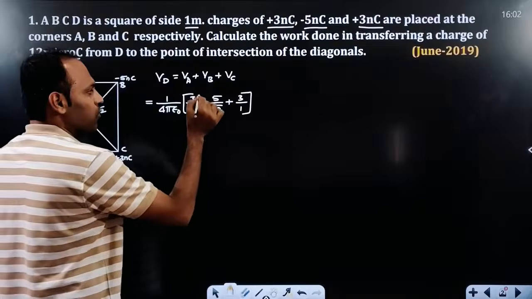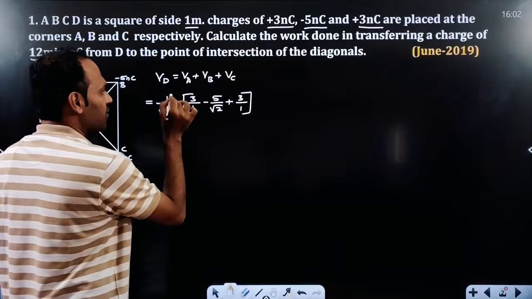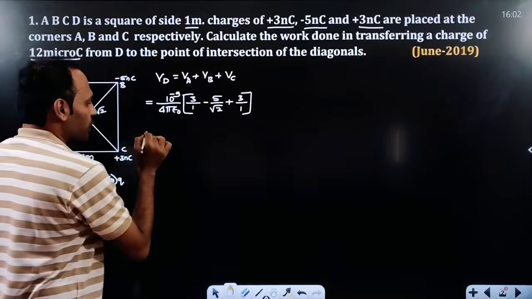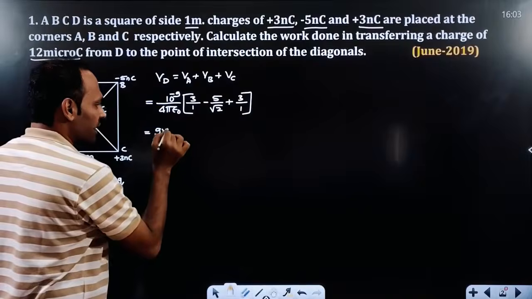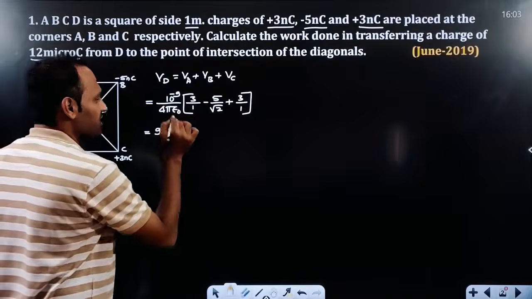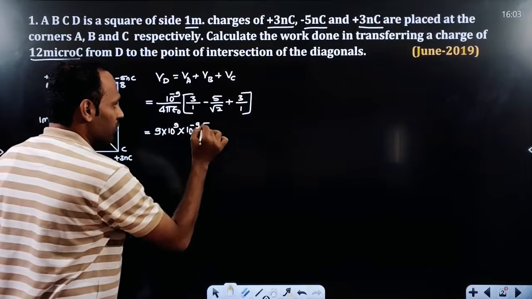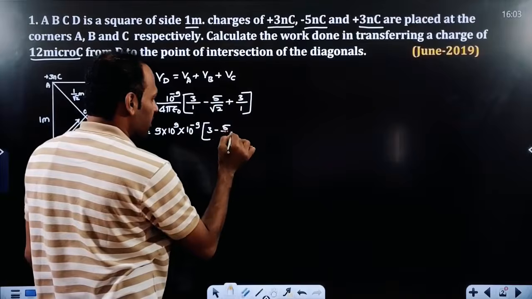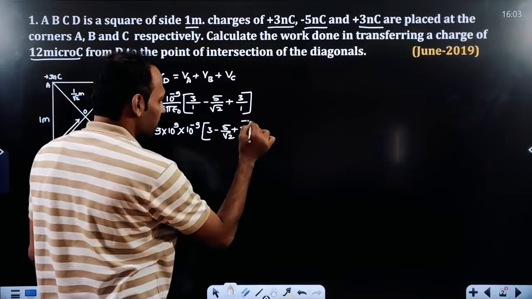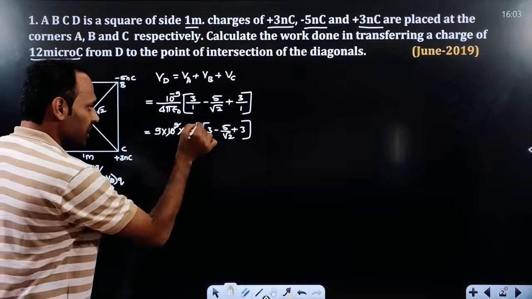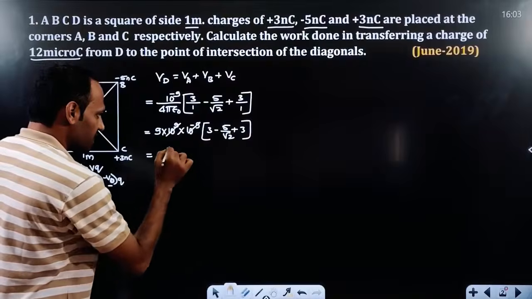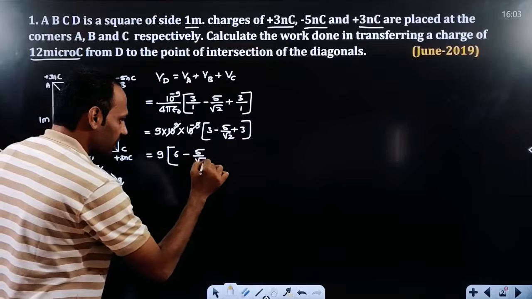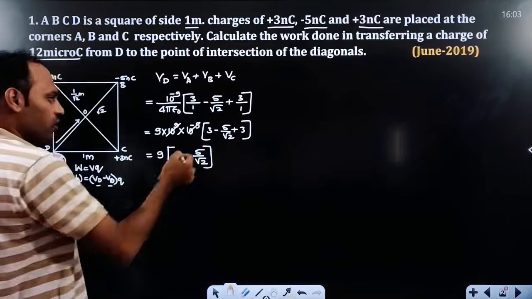Okay, now see, 3 nanocoulomb, 5 nanocoulomb, 3 nanocoulomb, the nano in all of them I will take as common. What is 1 by 4 pi epsilon naught? 1 by 4 pi epsilon naught is 9 into 10 raised to plus 9, into 10 raised to minus 9 from the nano, as it is. Now see, bracket 3 minus 5 divided by root 2 plus 3. Here plus 9 and minus 9 will get cancelled. I will get 9 into the bracket 3 plus 3 will be 6 minus 5 divided by root 2. This much I will get, correct? Okay, let us calculate this one.